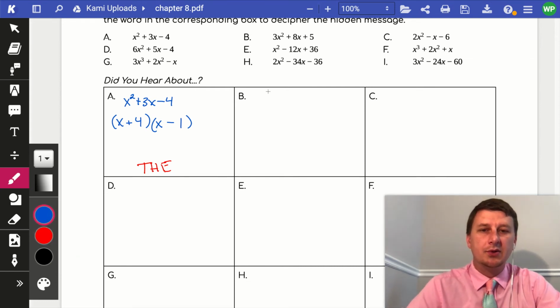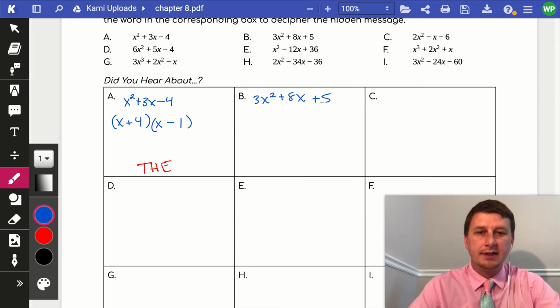Part B. 3x squared plus 8x plus 5. And we want to factor this. I don't see a GCF. It's not a difference of two squares, so I'm going to have to use that AC method over here. And a times c is going to be 15, and our b term is going to be 8. So what two numbers multiply to 15 and add to 8? You guessed it, +5 and +3. So I'm going to go ahead and factor this as 3x and 3x, and I know it's +5 and +3.